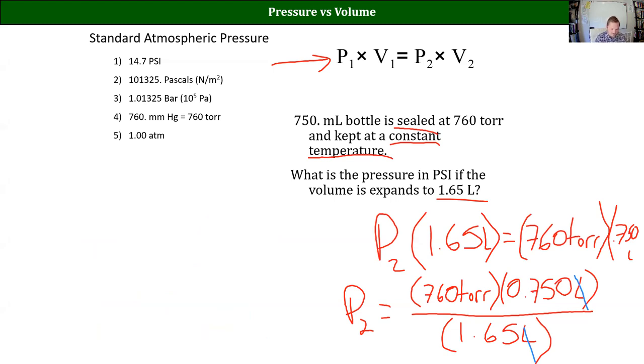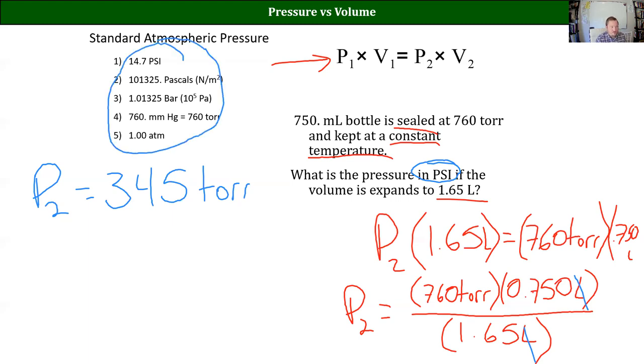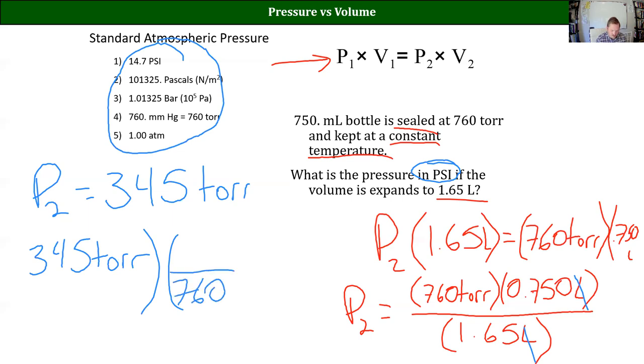So once we get a number here, we get P2 equals 345 torr. And if we want to get it in PSI, we just set up a quick conversion. All of these pressures are equal to each other, so we can make a conversion out of any of them. So we can say 345 torr over 760 torr equals 14.7 PSI.